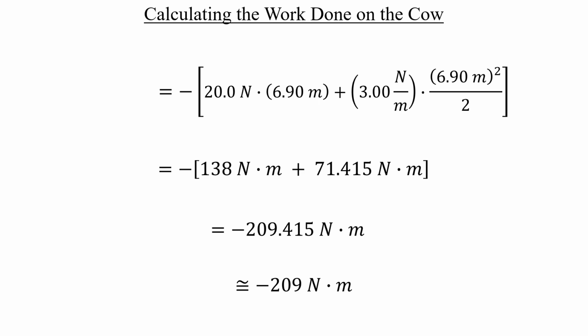Before we finish, let's ask ourselves, why is it negative? Well, that's because the force and the displacement vectors are acting in opposite directions. So the work that we do on the cow is negative as a result of that. And that's it.